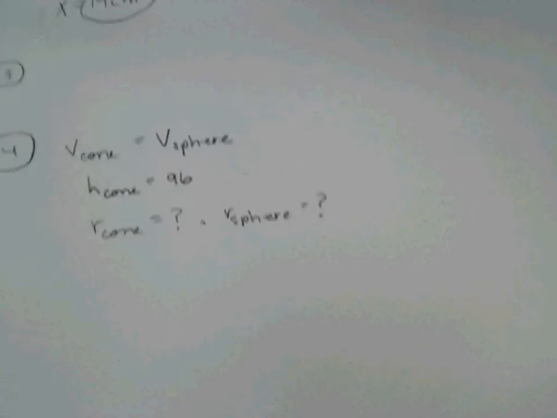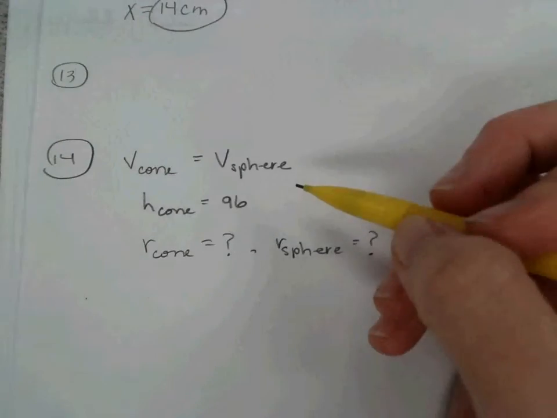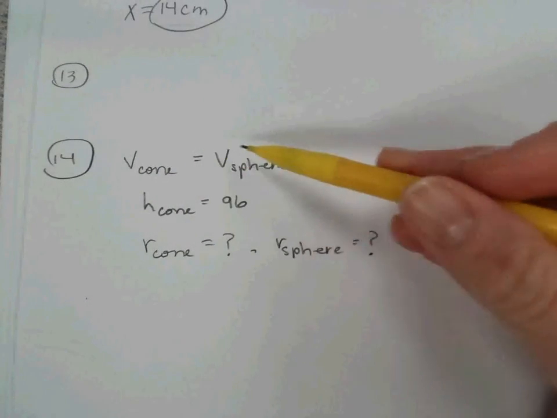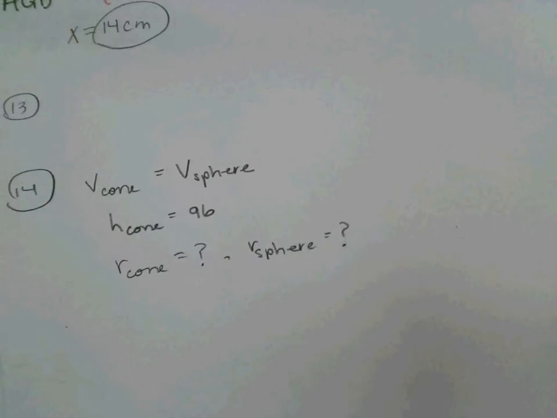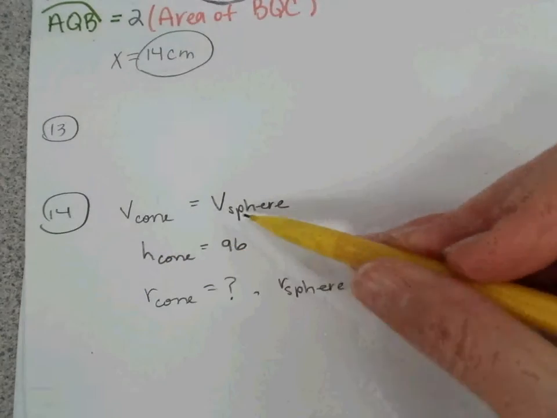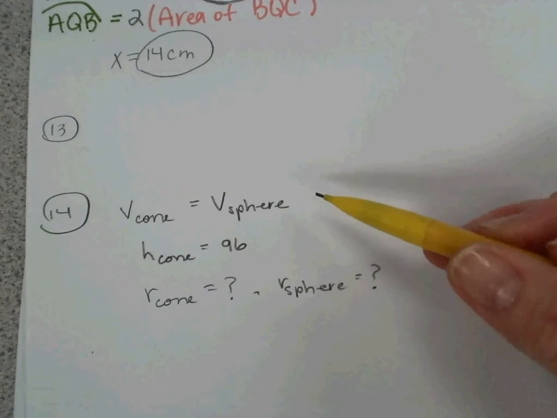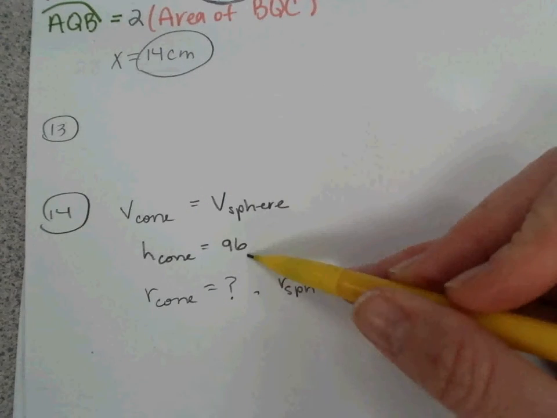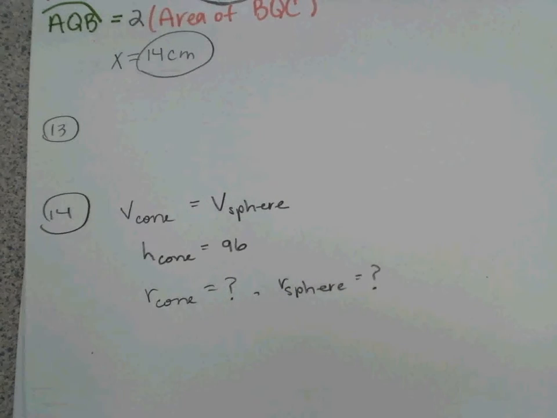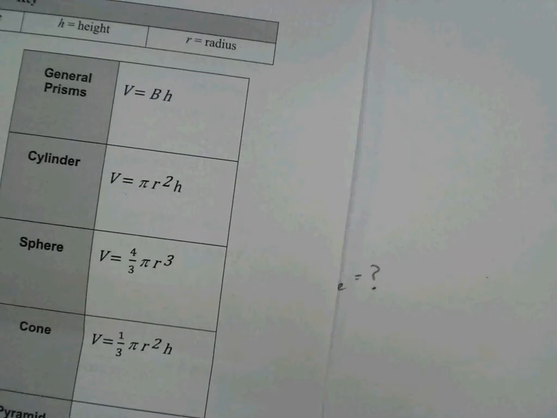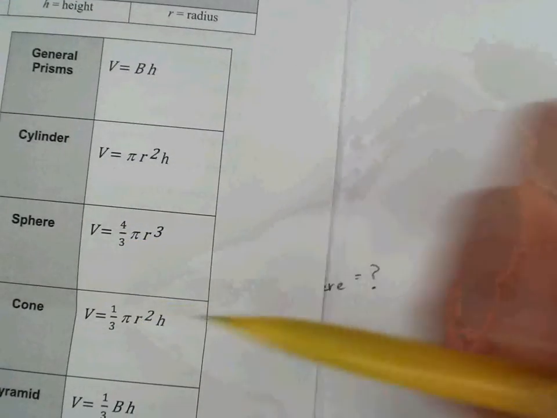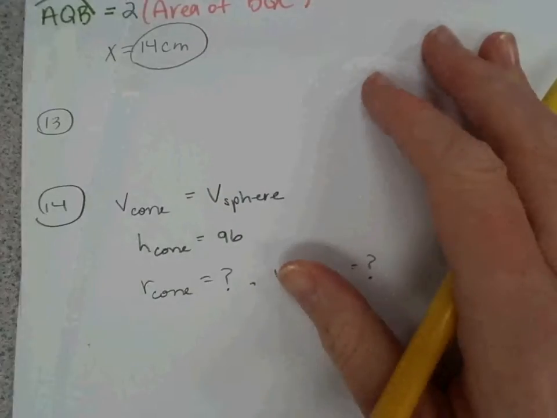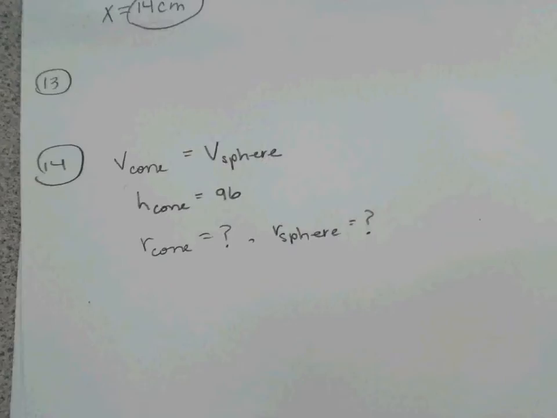So in this question, I just kind of rewrote the key information on my paper. The volume of the cone and the volume of the sphere are equal. The height of the cone is 96. We have to figure out the radius of each, the cone and the sphere. So I turned to my little formula sheet here, and I noticed that I have the volumes for each of these listed. So I'm going to go ahead and substitute those in.